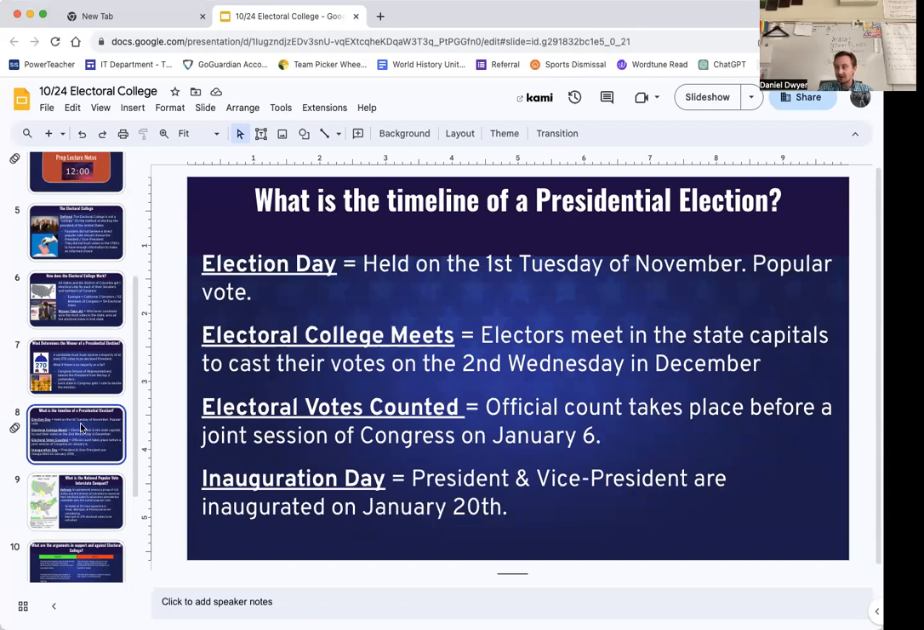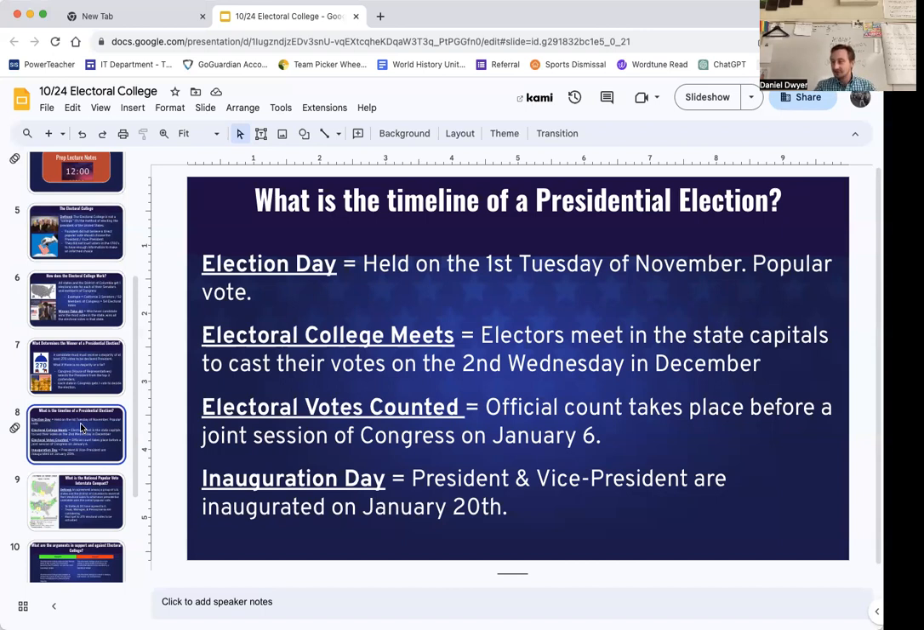What is the timeline of a presidential election? So they have election day that they hold on the first Tuesday after the first Monday of November. That's a little bit weird, but it is how it happens. So you can't ever have it on November 1st. If it starts on a Tuesday, then you have to wait until the next one. And then popular vote.